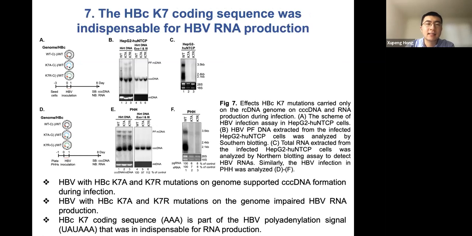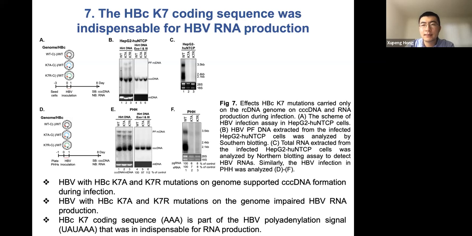To further test that, we made another type of inoculum, which uses the wild type capsid but the mutant genome, which carries K7A or K7R in the context of the wild type C- replicon. We found this mutant can support cccDNA formation, but could not support RNA transcription. This suggests the coding sequence of HBC K7 was indispensable for RNA production.